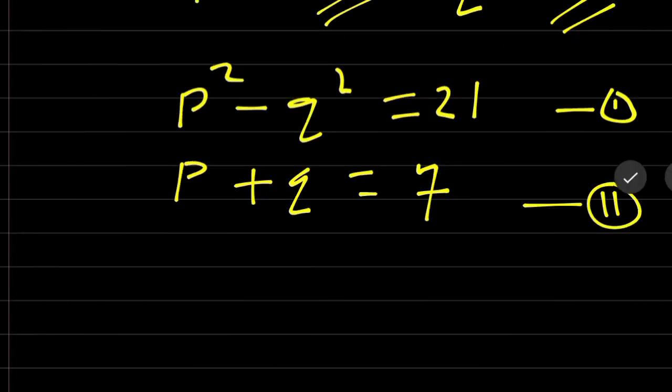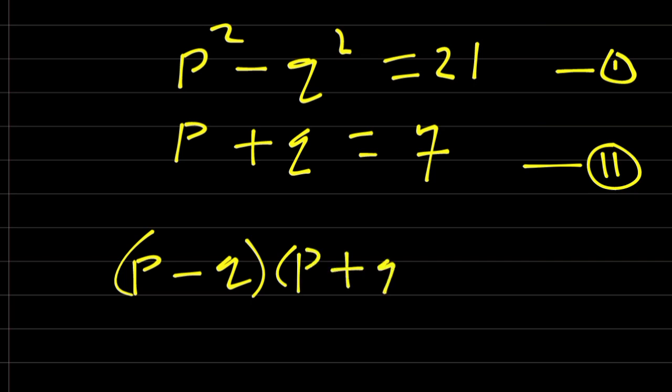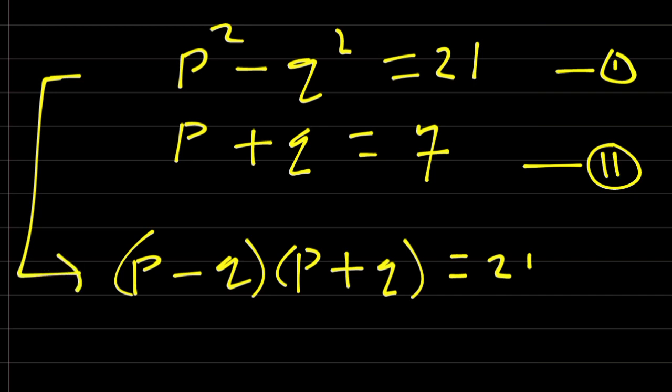We have P squared minus Q squared. Anytime we have P squared minus Q squared, or something squared minus another thing squared, we call it difference of two squares. And there is a way of factorizing difference of two squares. And this way is like this. Just write one of them minus the second one, and then their sum into bracket. Their sum is equal to 21. So we have factorized: P squared minus Q squared is the same thing as (P minus Q)(P plus Q).